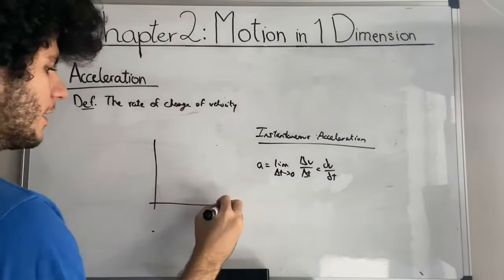The position of an object is described by x of t is equal to e to the negative t over 2, I've got a little function over here, times 2t minus 2. When is the velocity 0?